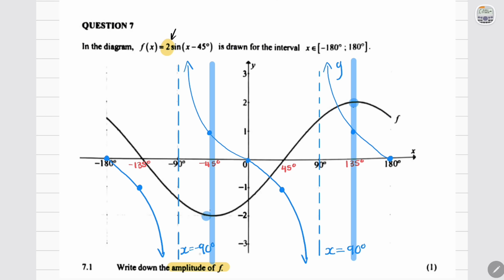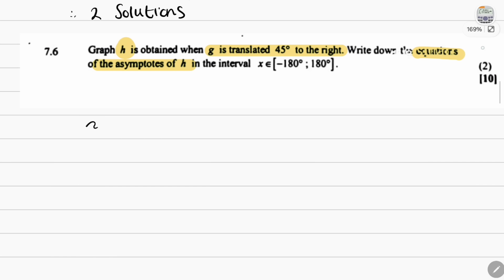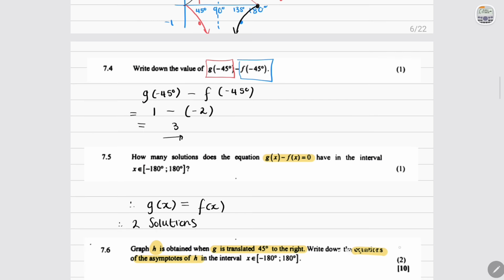Okay, so the new equations, it used to be that. Now it's X is equal to negative 45 degrees and X is equal to 135 degrees. And that would be our answer. Okay, so we'll just tell them new equations: X is equal to negative 45 degrees and X is equal to 135 degrees. And that is our answer. And that is it for this question.